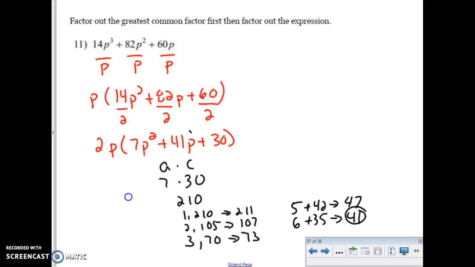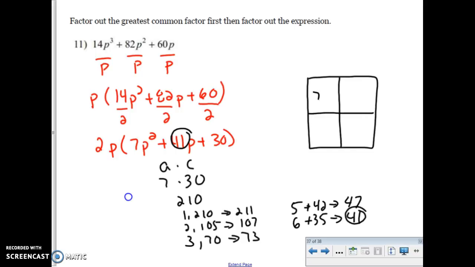Remember, we're trying to get the sum equal to the middle term. So I'm going to make my box, put my a term in the upper left-hand corner. So I got 7p squared. My c term in the lower right, so I have 30. And then I'm going to put 6x, or 6p in this case, and 35p in the other corners. It does not matter what order I put those in, but it's going to work out. Now we're going to factor out the greatest common factor.